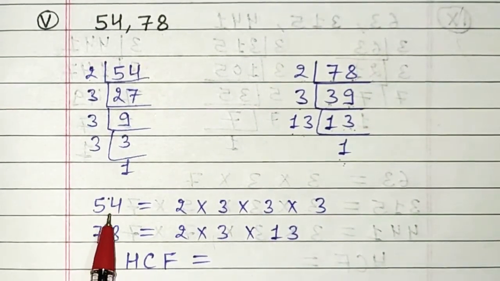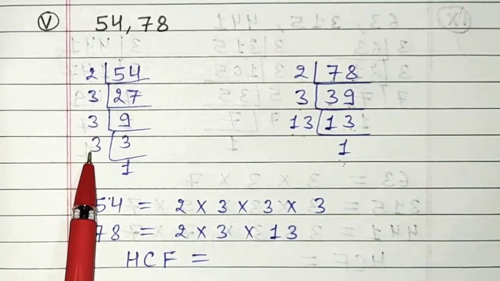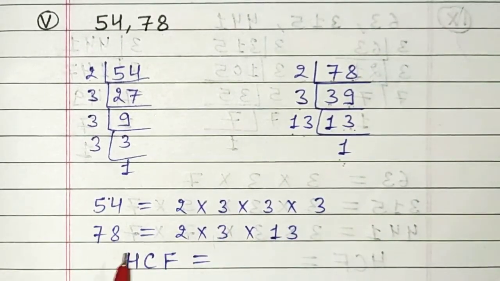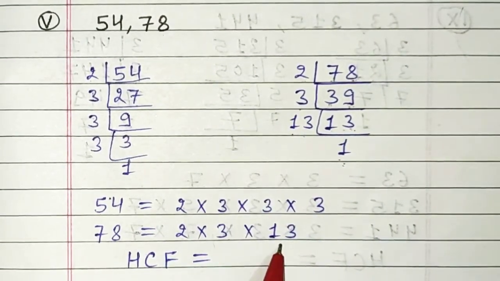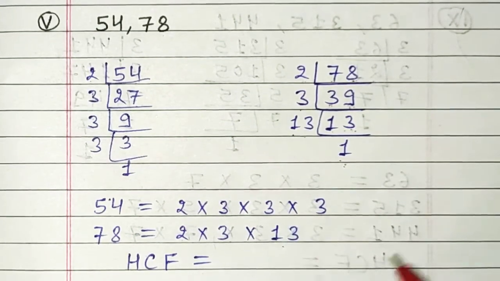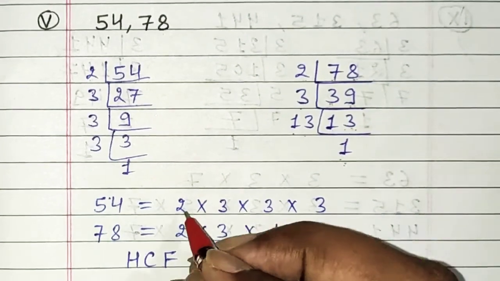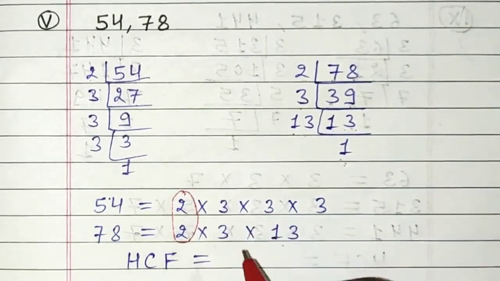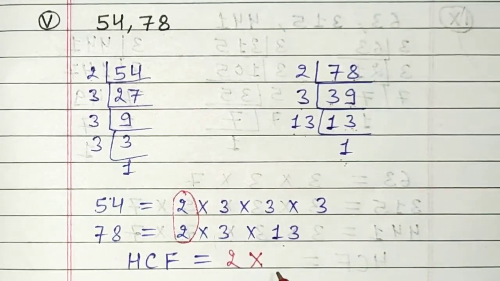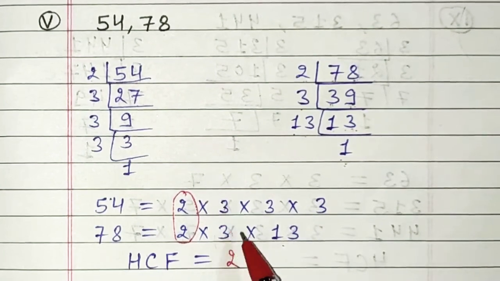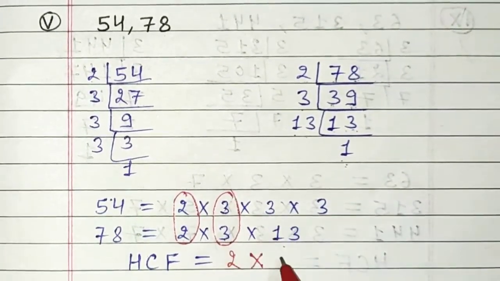Now in the same manner, write the factors of 54 like 2 into 3 into 3 into 3. 78, 2 into 3 into 13. Okay. Now you will have to write the common factors. As you can see, 2 is here and 2 is here. So write this 2 in the SCF, and I told you, you will have to put this multiplication sign. Okay. Now 3 is here and 3 is also present here. So write this 3 here.